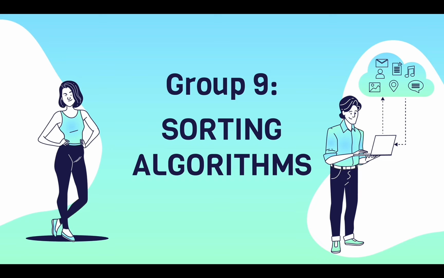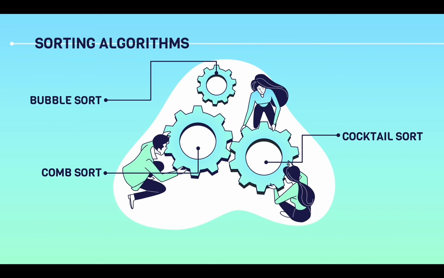Hello everyone, today group 9 will introduce you guys to some sorting algorithms. In a theory lesson of CS163, Mr. Ting has already taught us some sorting algorithms such as merge sort, quick sort, and counting sort, etc. Today, we will present three other sorting algorithms, which are bubble sort, comb sort, and cocktail sort.